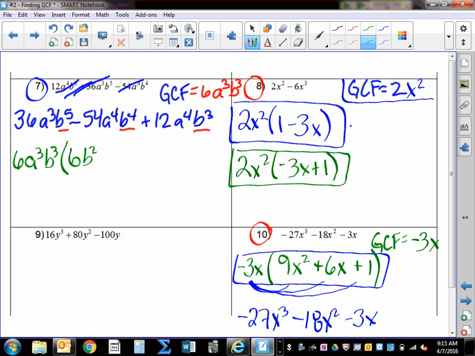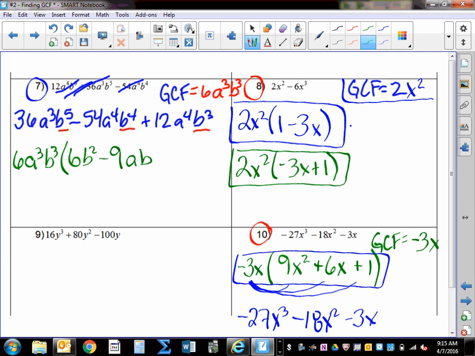Alright, negative 54 divided by 6. What's left behind? Good, negative 9. a to the 4th divided by a cubed. What's left? Good. b to the 4th over b cubed. What's left? Good. A little bit smaller.